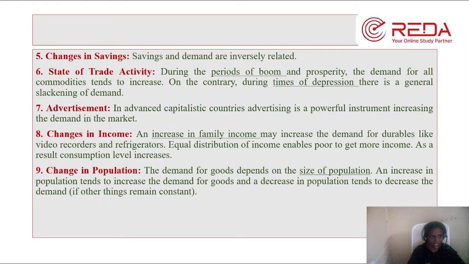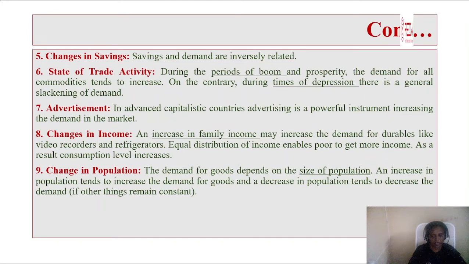The next, changes in income. Yes, as I told you, it is related to the sixth one, the increase in the family income. If everyone is earning in a family, obviously your family income is very high. Then you will be tempted to purchase commodities like video recorders, the refrigerator, so many things.